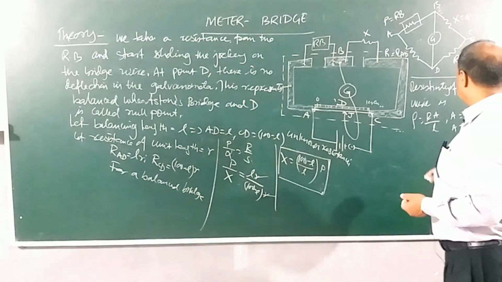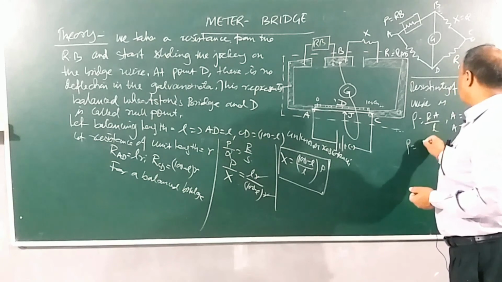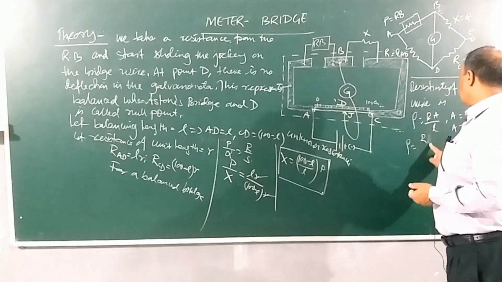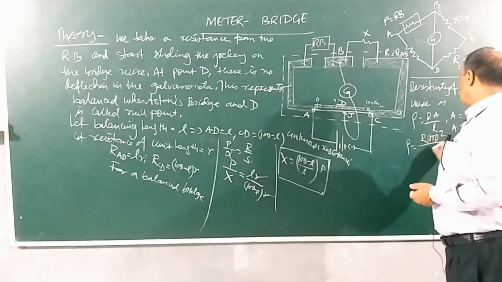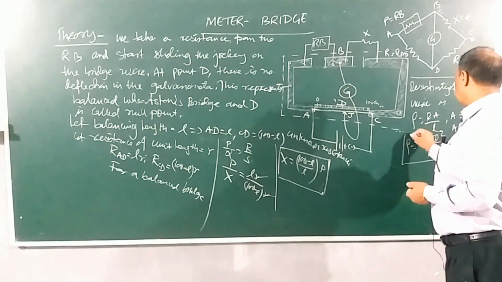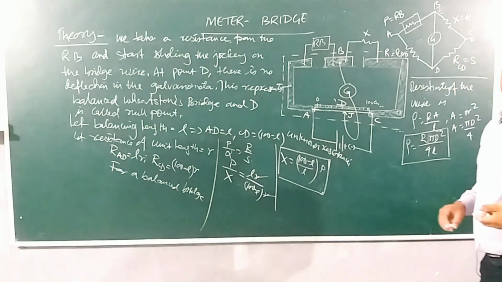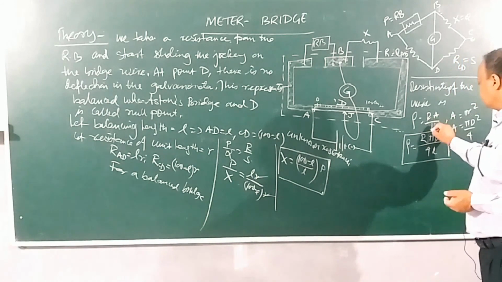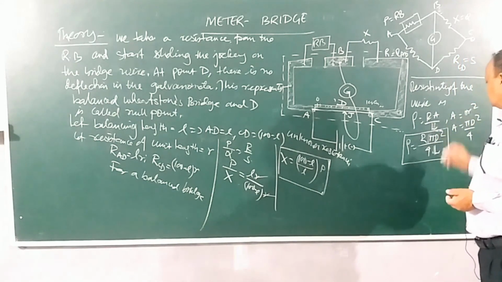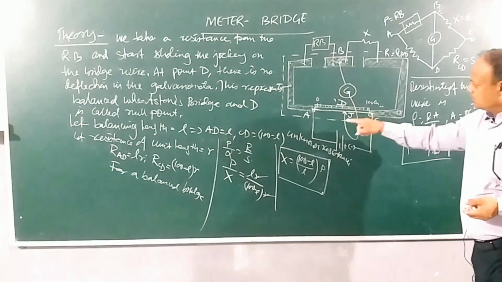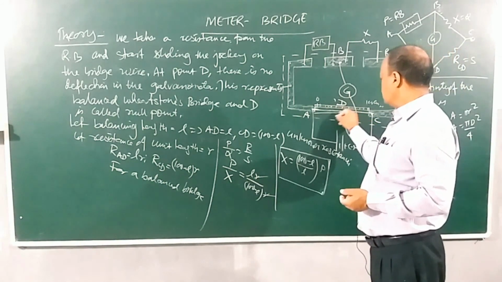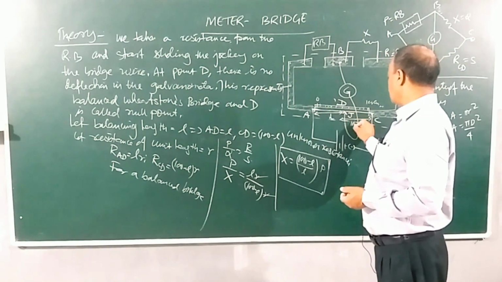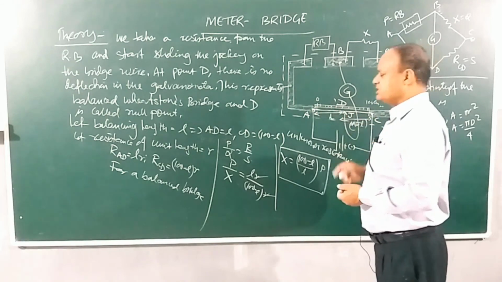If I put this here, rho will be equal to R into A, which is pi d square by 4, divided by L, where L is actually how much? 100 centimeter or 1 meter. Let's say the length is capital L. Otherwise, you will start thinking that this L is the same as the L which I got. This was L, right? And this was 100 minus L, right?